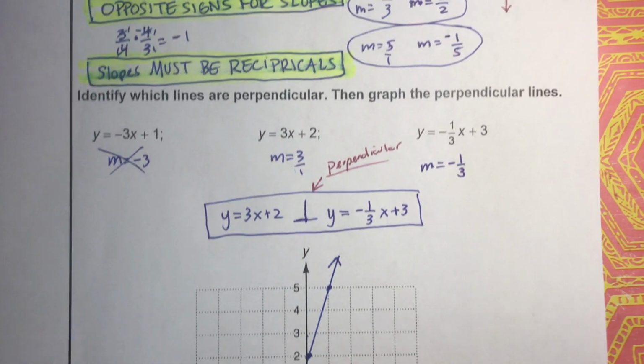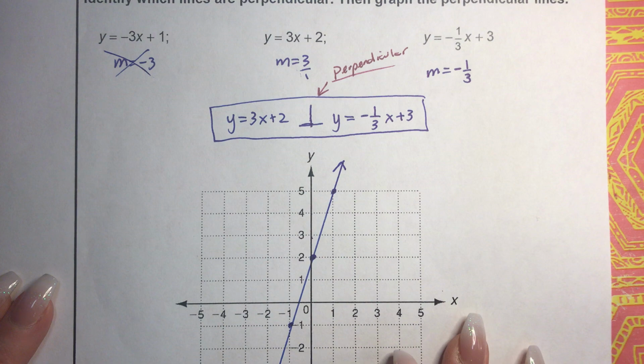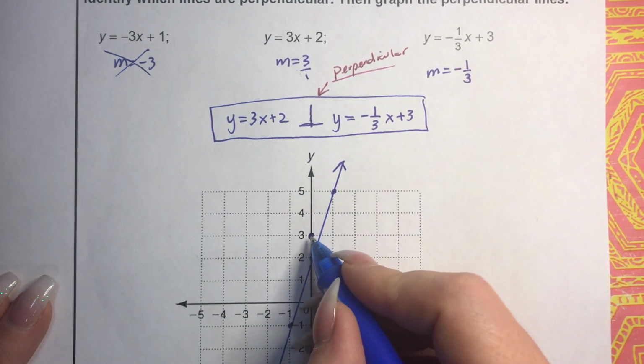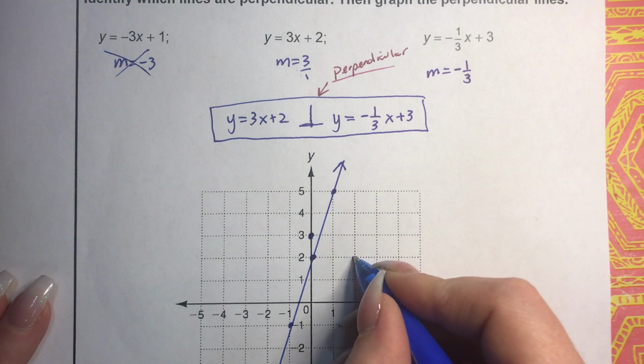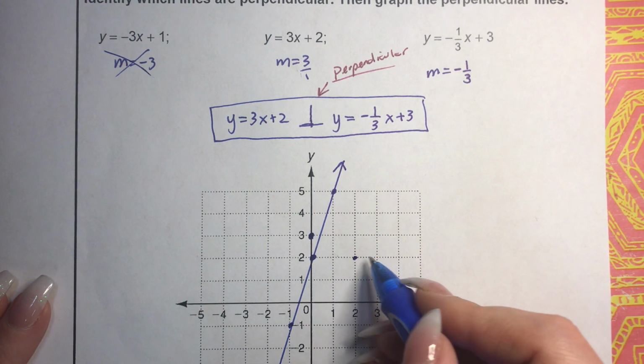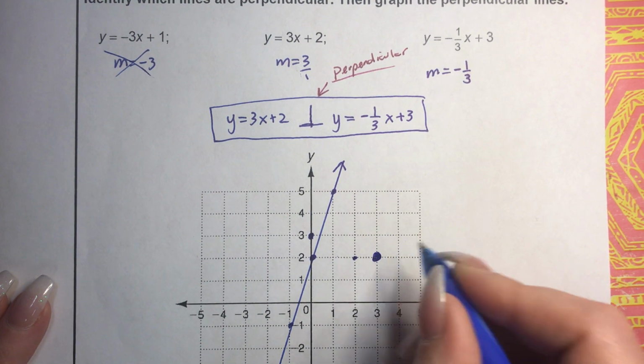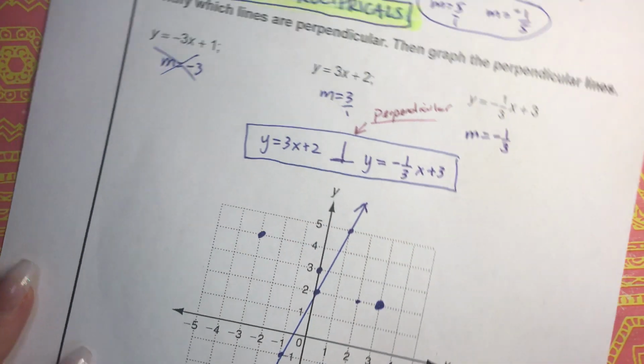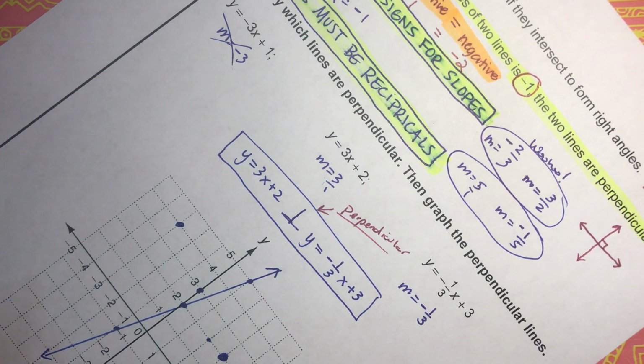Okay, and then we do the next one, which is y equals -1/3 x plus 3. So the y-intercept is 3. And then down 1 over 3. Oh, that's not 3. Down 1 over 1, 2, 3. Make that bigger. And then the opposite, up 1 over 3, right there. Connect the dots.